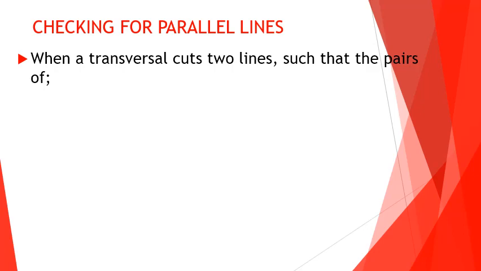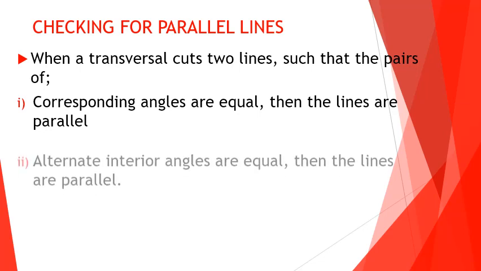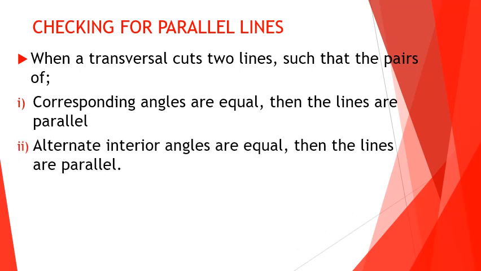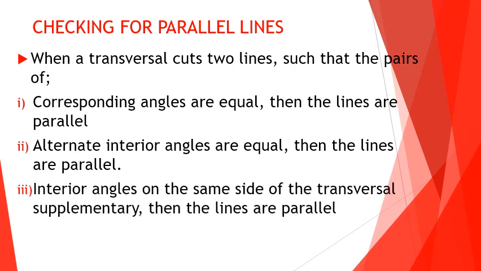When a transversal cuts two lines such that a pair of corresponding angles are equal, then the lines are parallel. And what about the other condition? If the alternate interior angles are equal, then also the lines are parallel. And the third condition: if the interior angles on the same side of the transversal are supplementary, then also the given lines are parallel. Is it clear?